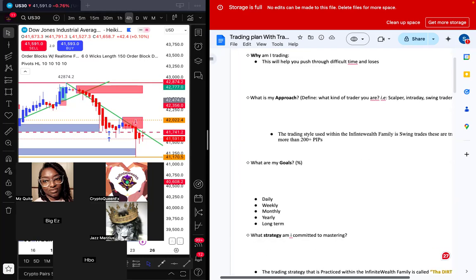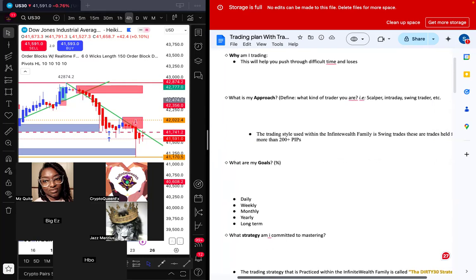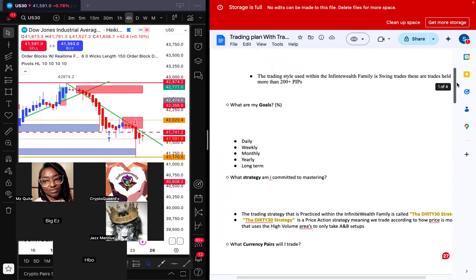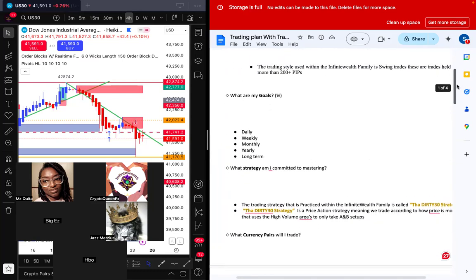And your approach to the market is so that you're not taking every setup. Am I a scalper? Am I a swing trader? Am I an intraday trader? Okay. So you want to put this in front of you. You want to have this down, print it out in an area where you trade, or somewhere in your phone where you can see it, so it can be a daily reminder to you when you're trading.